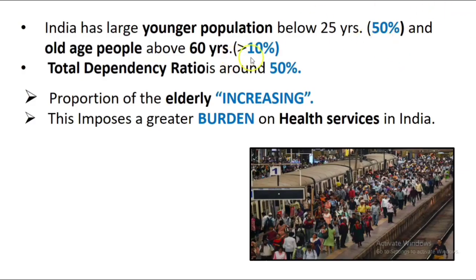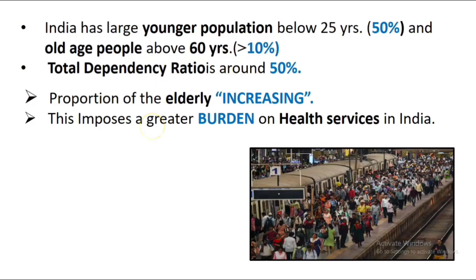Then at the same time, more than 10% of the rest of the 50% people are old age people, above 60 years. So both these old age people and the younger population below 25 are not contributing to the national income. Thus roughly our total dependency ratio in India is around 50%. That is 50% of the total people in India are dependent on another 50% of the people in the country. So Indian national income or GDP is mainly contributed by 50% of the total population.